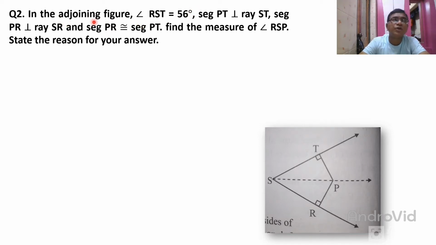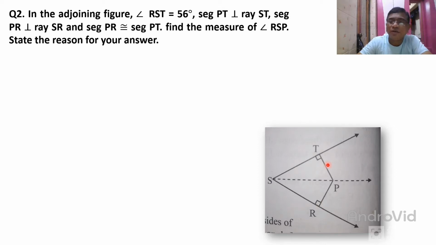In the adjoining figure, angle RST is equal to 56 degrees. See, this is PT. PT is perpendicular on ST and this is PR. PR is perpendicular on SR. So PT is perpendicular on ray ST and PR is perpendicular on ray SR, and segment PR is congruent with PT.